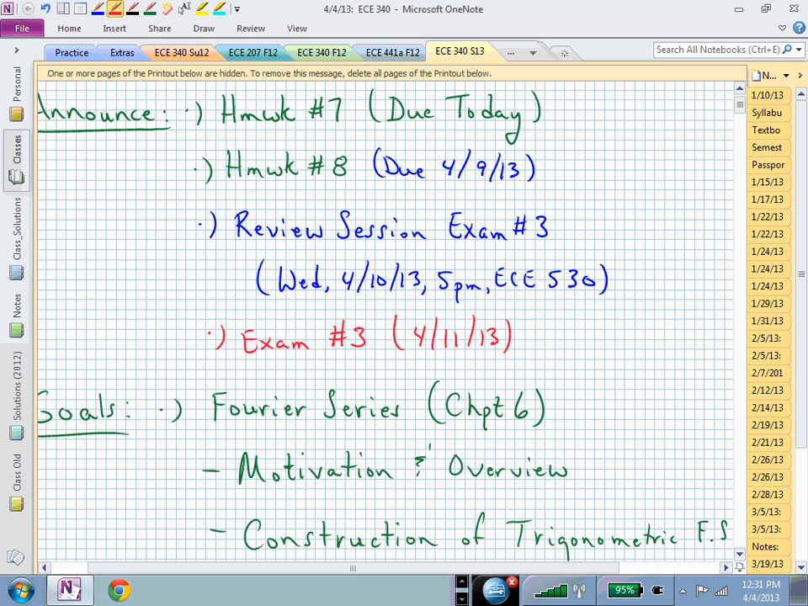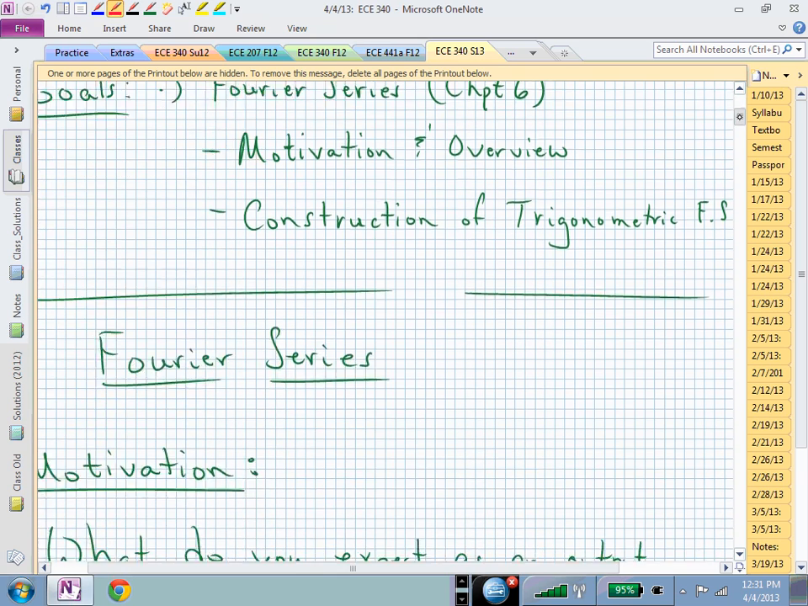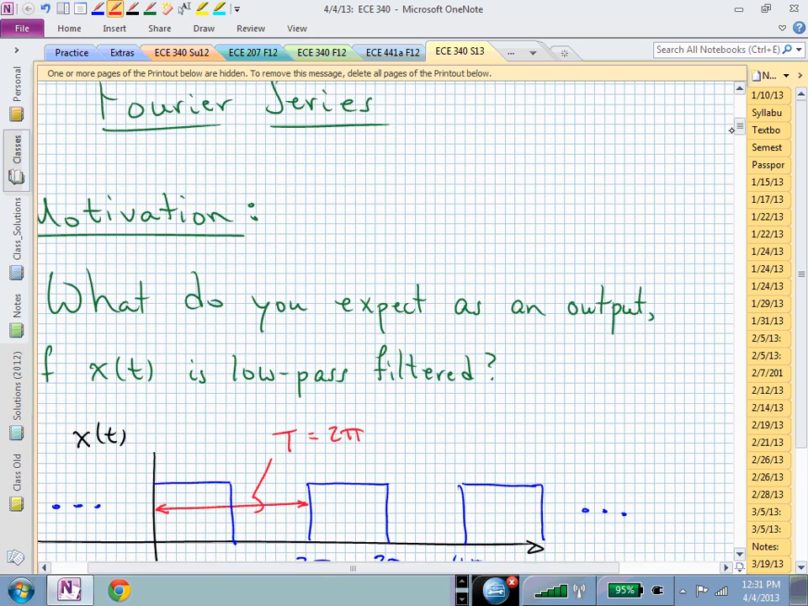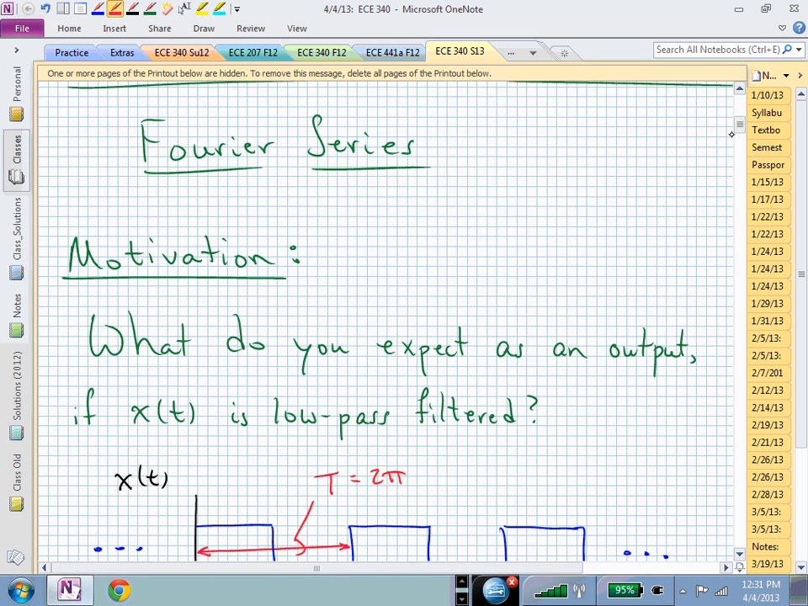Today what we want to do is get into Fourier series. I'll try to motivate that, provide an overview, and hopefully we will start to figure out how to construct a trigonometric Fourier series. How do we build it up? Hopefully that will become a little more clear as we go. Here's where we're going to start.